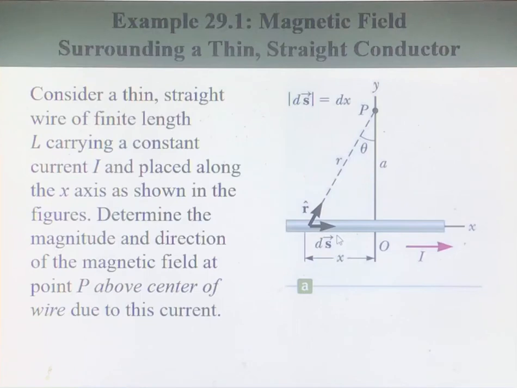So again, just as we did for electric fields, you can set up your system right here. So this is the point P. The distance from here to here is a. This is my ds vector. So my ds vector is just pointing in the x direction here. My r hat is the vector from this point to that point, and this angle right here is just my theta.